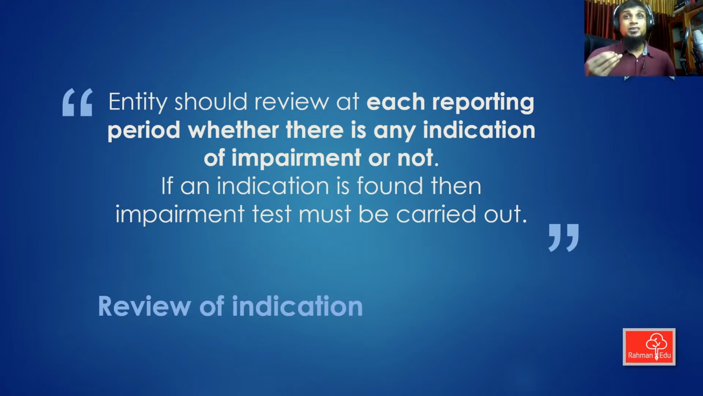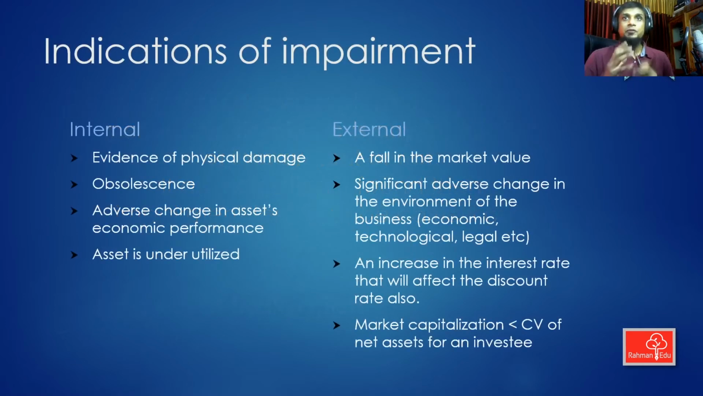So what are those indications? What do you need to check? We have a list and we have divided our indications into an internal portion and an external portion. Let's talk about internal indications. Go to the asset and check whether the asset is physically damaged or not. Like if there is an accident, obviously, physical damage, impaired. Then check the expiry date or such things, like obsolescence.